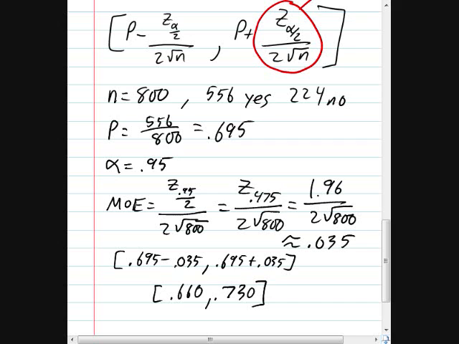Another common way to represent this information would have been to take our sample proportion, 69.5%, plus or minus our margin of error, 3.5%.